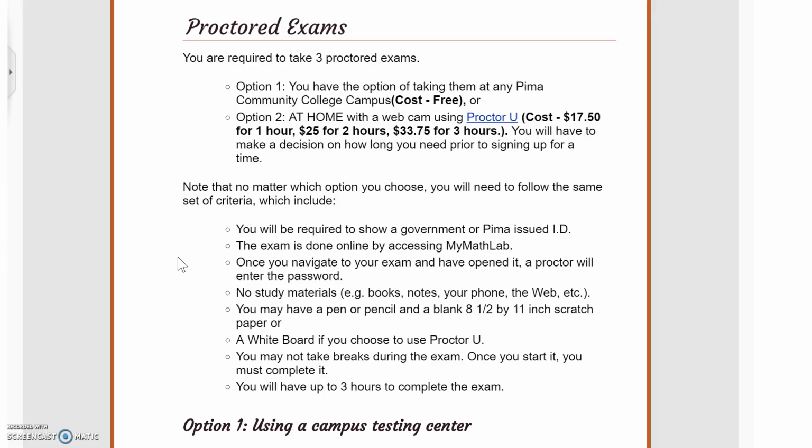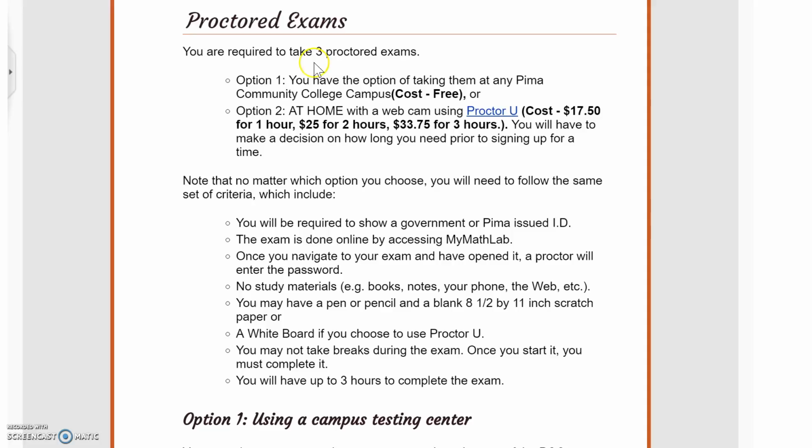Next, I want to talk about proctored exams. With proctored exams, there are going to be 3 total: 2 midterms and a final. You'll see in the course schedule how that's laid out. The way you take them is you go to a college campus, a Pima College campus, and you can go to any one of them and go to the testing center, and you would take the exam there. It is an online exam, meaning you would take it through My Math Lab in a locked browser, and you're allowed to have your graphing calculator. That is a free option, meaning that it's part of your tuition.